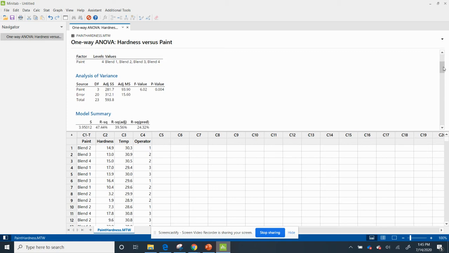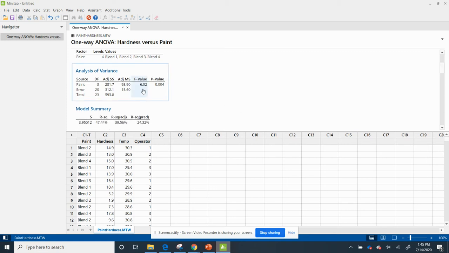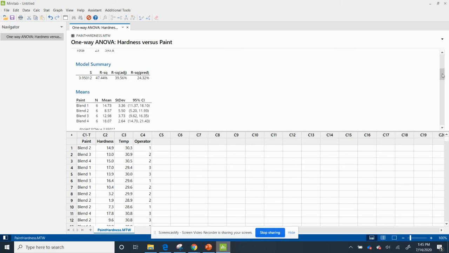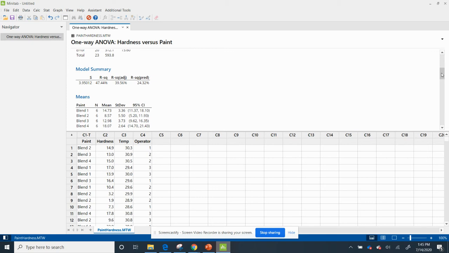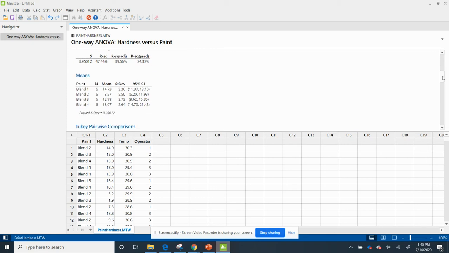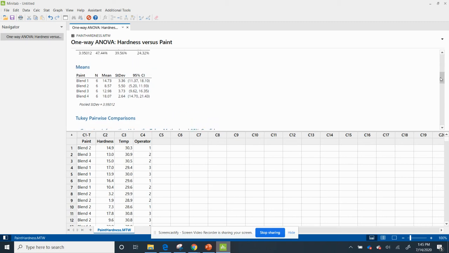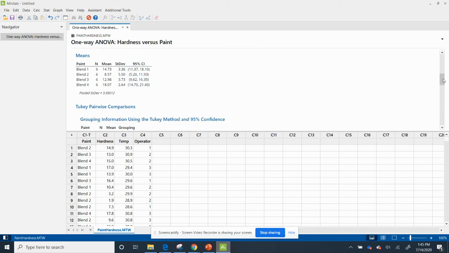It runs my analysis of variance, which gives me my F value and my P value. It gives me my R squared. So remember, go back and look at that when we talked about it in the original ANOVA. And then it gives me my means for each blend. It gives me sample size, mean, standard deviation, and the confidence interval. Okay, and that confidence interval is different from Tukey's. All right, so let me keep going.